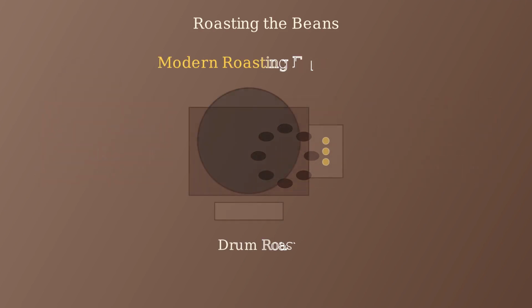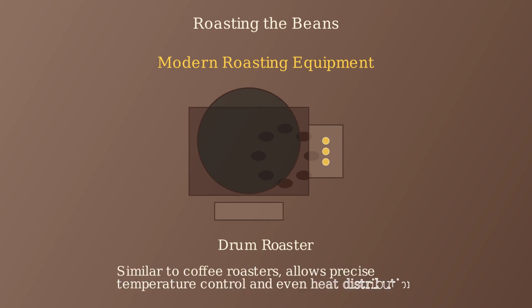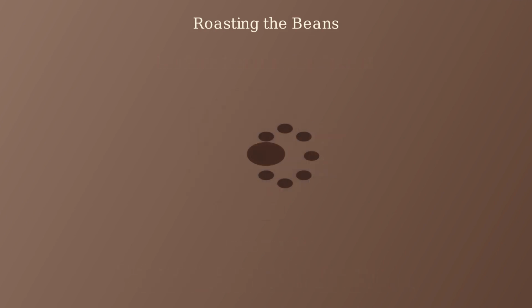Many craft chocolate makers use drum roasters similar to those used for coffee roasting. These roasters allow precise temperature control and even heat distribution, which is essential for developing consistent, high-quality chocolate flavors. After roasting, the beans are ready for the next crucial step in the chocolate making process, cracking and winnowing.